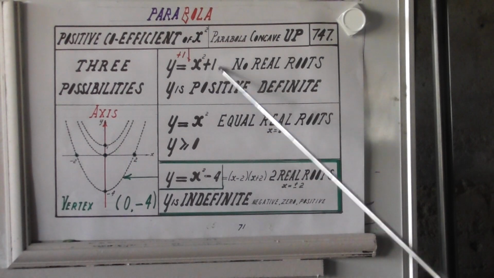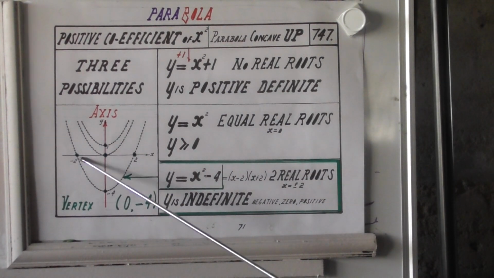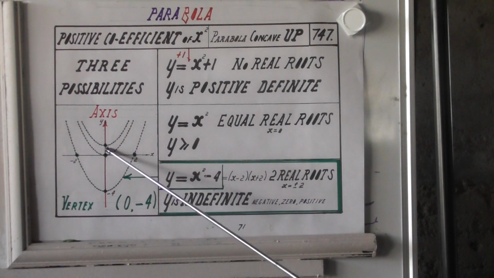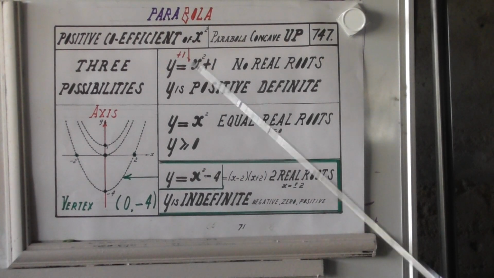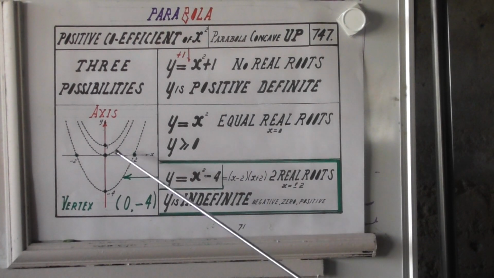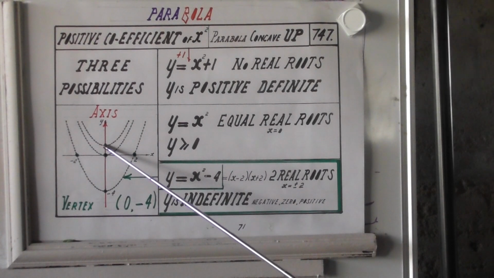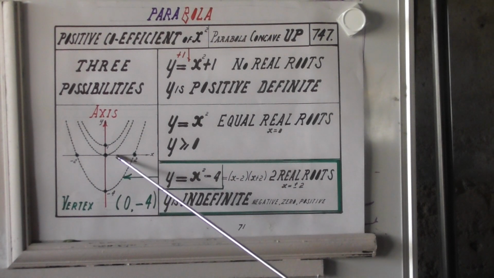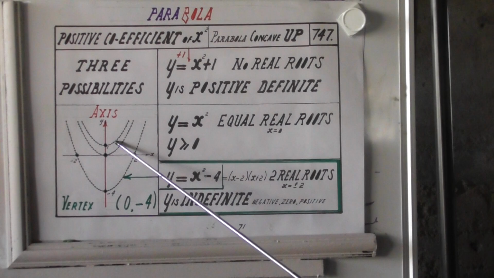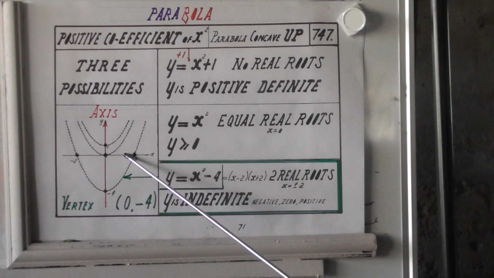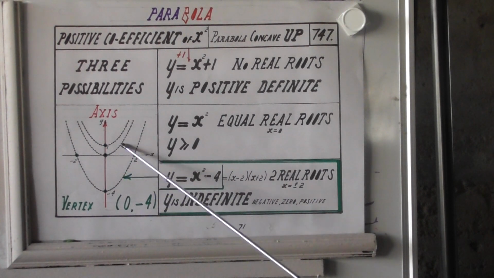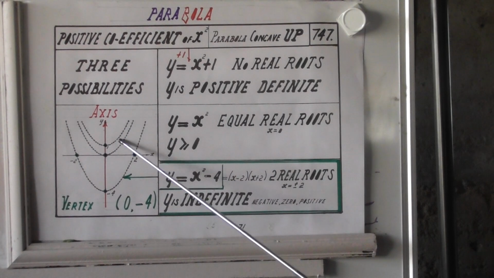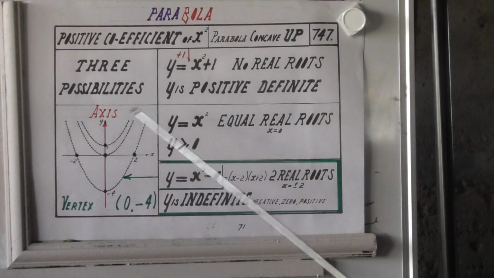If x is naught, then y is 1, up. So this never cuts the x-axis. So there are no roots, but there is still a parabola. They go sort of symmetrical. If x is 1, y is 2. When x is 2, y is 5. And of course, you don't have to do that side. You just measure this and this. So you only do one side.